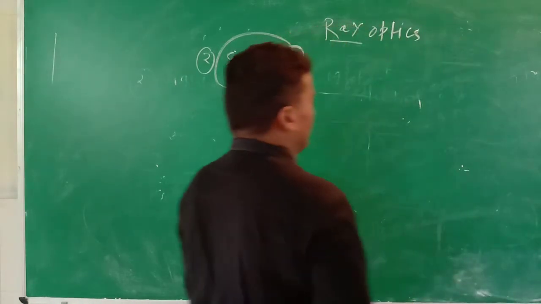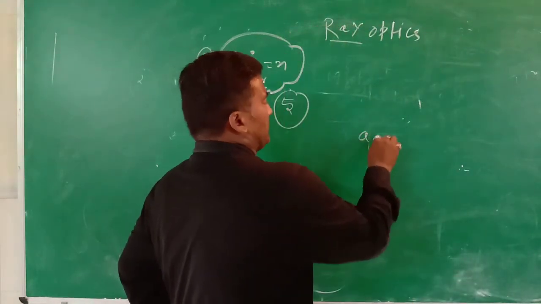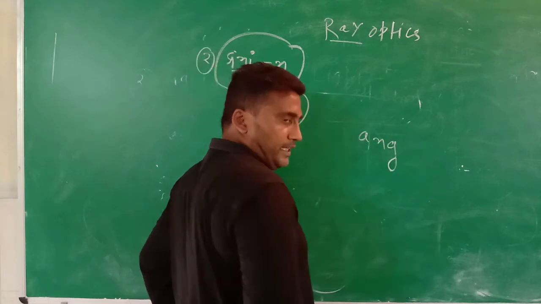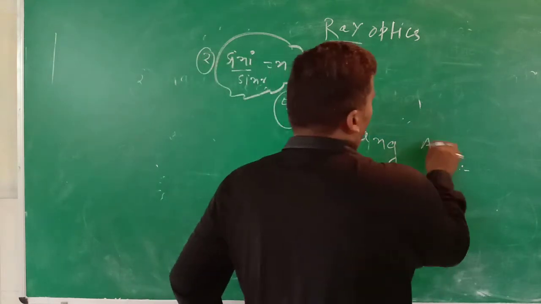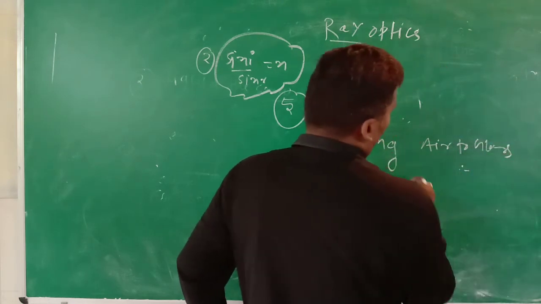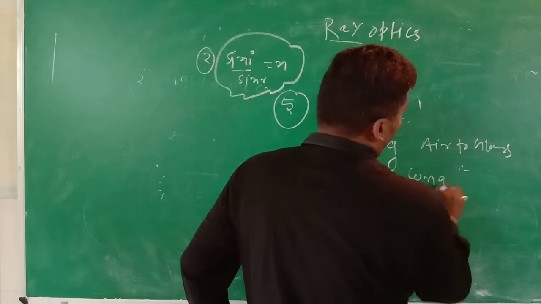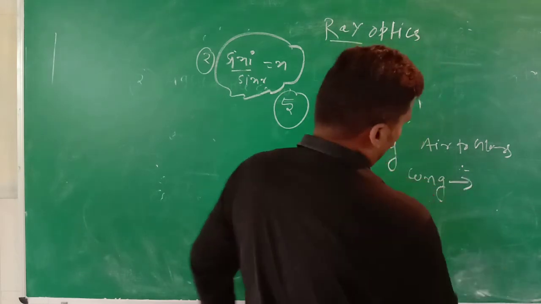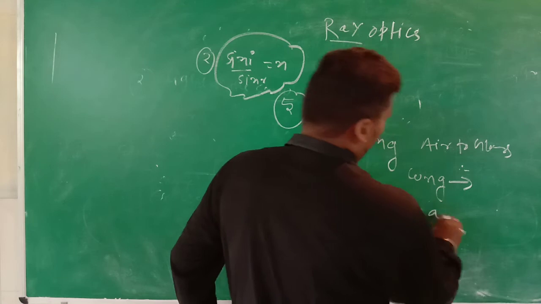The different cases of the refractive index are like a to g. Now the ray of light passes from air to glass, water to glass, glass to air.